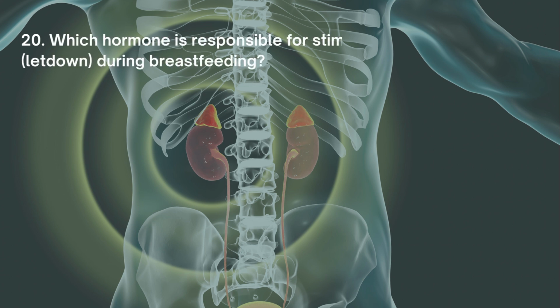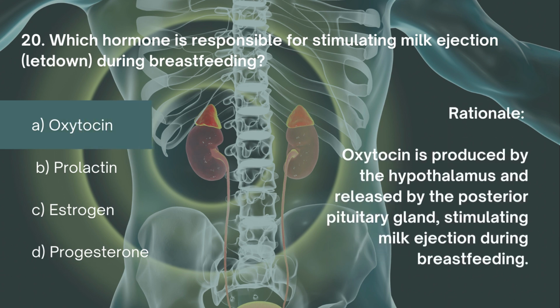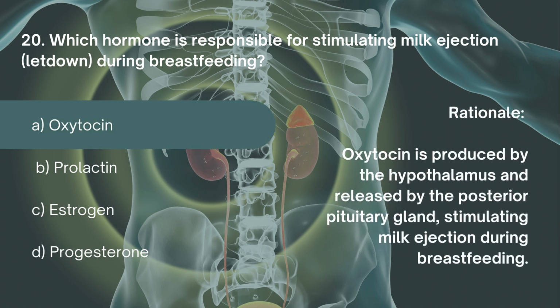20. Which hormone is responsible for stimulating milk ejection, letdown, during breastfeeding? A. Oxytocin. B. Prolactin. C. Estrogen. D. Progesterone. Rationale: Oxytocin is produced by the hypothalamus and released by the posterior pituitary gland, stimulating milk ejection during breastfeeding.